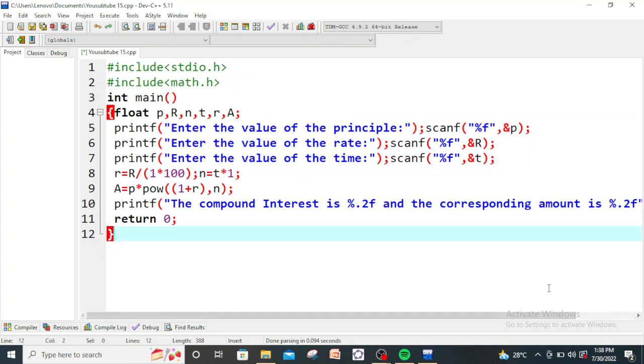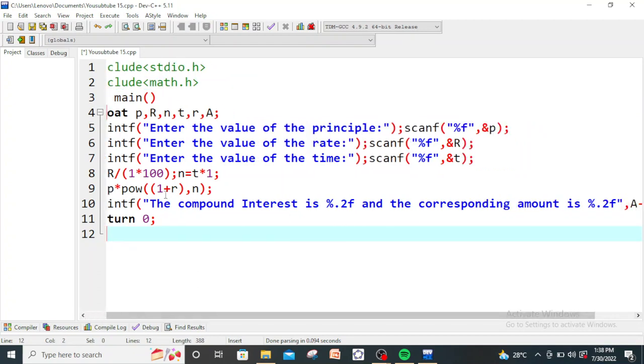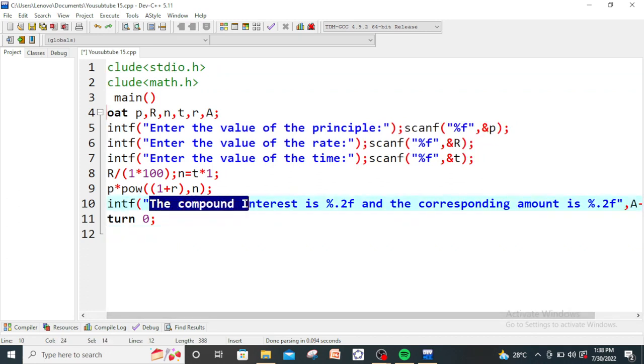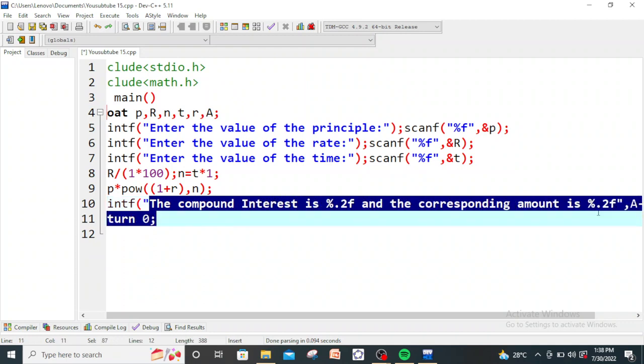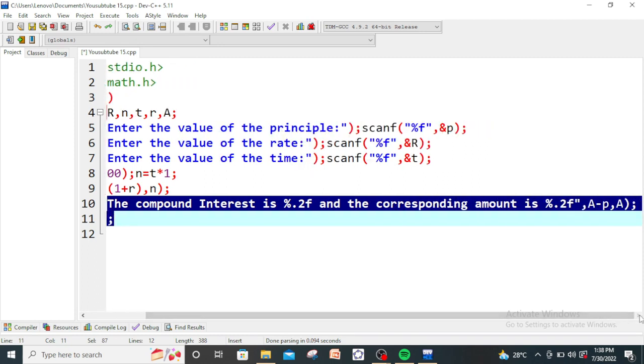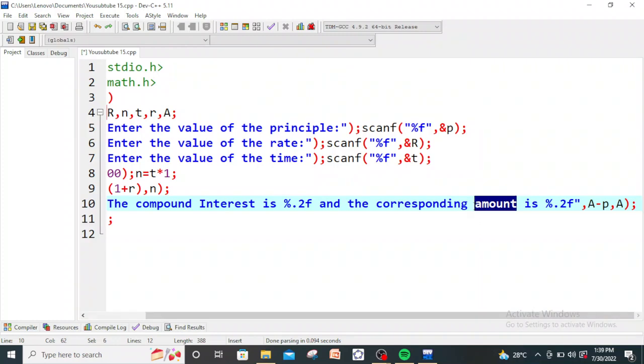Now the last printf function you see here, this shows the output, and in this output we see the value of compound interest and the corresponding amount, and you know the compound interest is A minus P, so A minus P is written first, and thereafter you see the amount is written after that. So for that, here you see capital A. Let us see now the output.